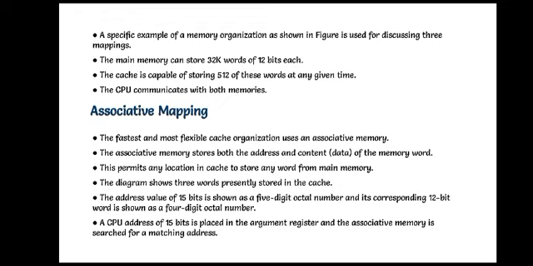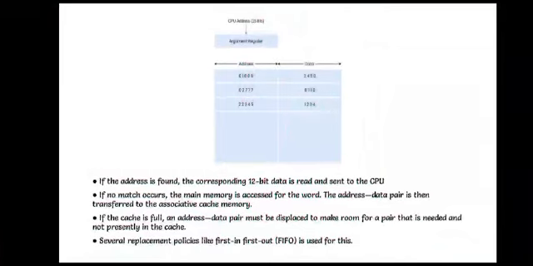A CPU address of 15 bits is placed in the argument register, and the associative memory is searched for a matching address. If the address is found, the corresponding 12-bit data is read and sent to the CPU. If no match occurs, the main memory is accessed for the word. The address data pair is then transferred to the associative cache memory. If the cache is full, an address data pair must be displaced to make room for a pair that is needed and not presently in the cache. Several replacement policies like first in first out, FIFO, are used for this.